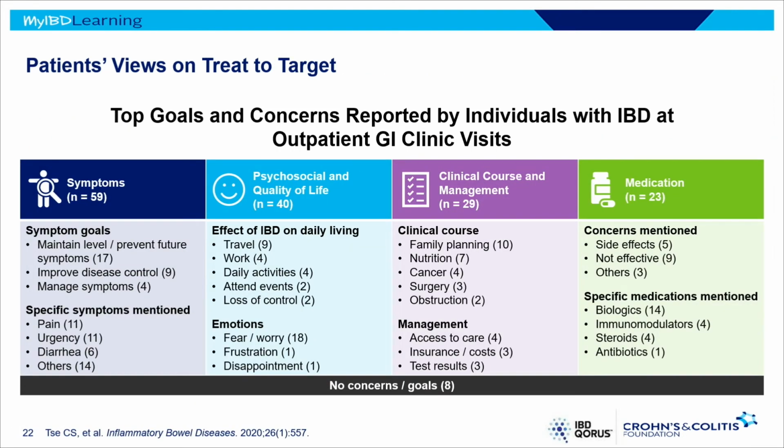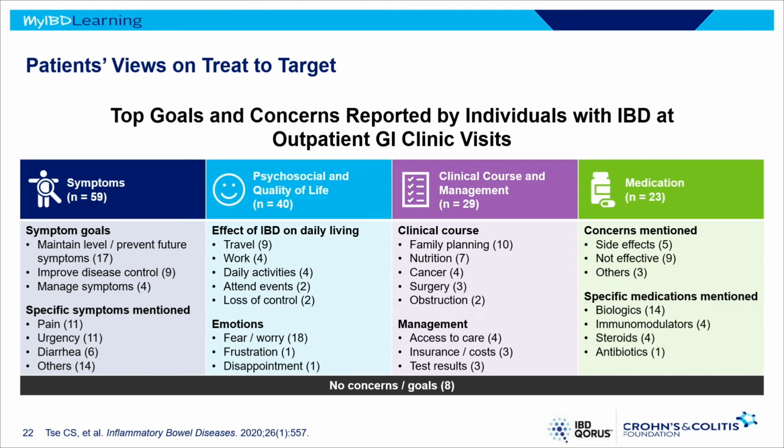So there's a group called IBD Qorus, which is a quality improvement initiative by the Crohn's and Colitis Foundation. There are 50 sites across the country. We're a part of that. Yale's a part of that. Brown, Connecticut GI are part of this consortium to help improve quality care in IBD. And there was a survey that came out from this group of 100 patients, looking at the top goals and concerns reported by individuals with IBD. They categorized these into 4 categories: symptoms, psychosocial and quality of life, clinical course and management, and medication.